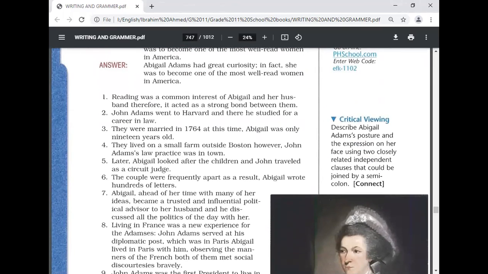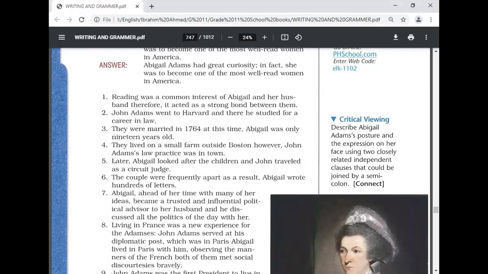Number 1, reading was a common interest of Abigail and her husband, therefore, it acted as a strong bond between them. So in this sentence, after her husband: reading was a common interest of Abigail and her husband. We put a semicolon here before therefore, and of course, you know, there is a comma after it.